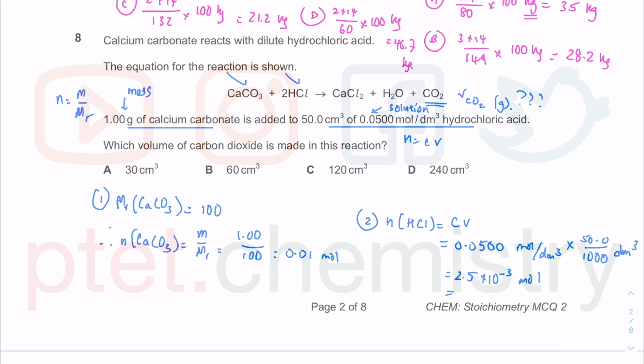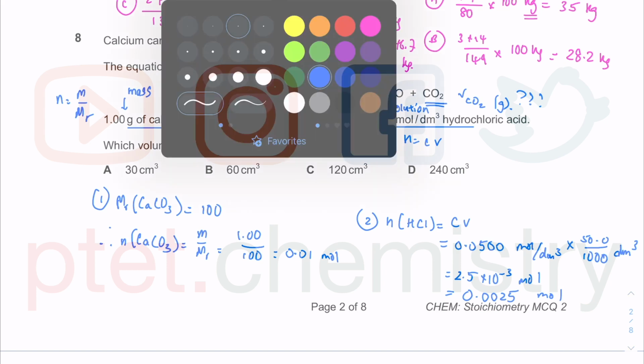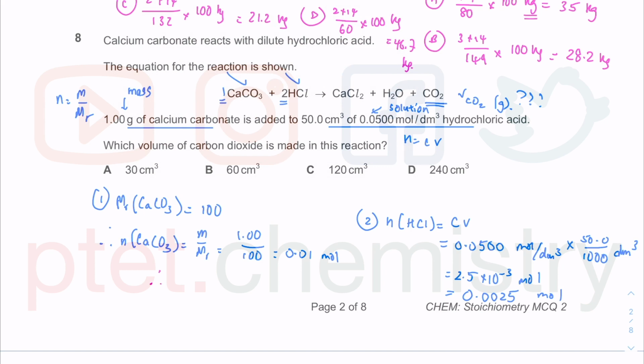So let me see. So that is 0.0025, am I correct? So that is 1, 2, and 3. You should be able to do it on a calculator. Anyway, we know 1 mole of calcium carbonate reacts with 2 mole of HCl. So how do we decide? 0.01 mole of calcium carbonate needs 2 times 0.01, equal to 0.02 mole of HCl.